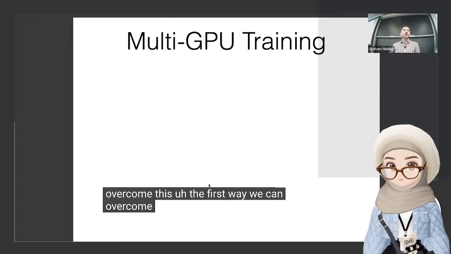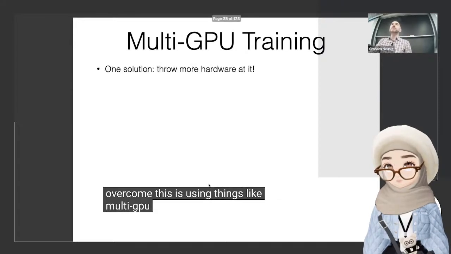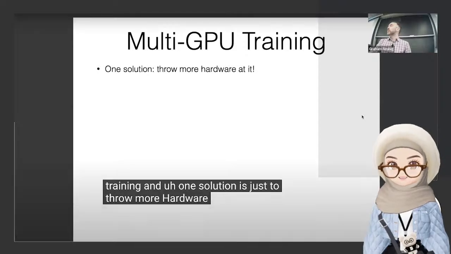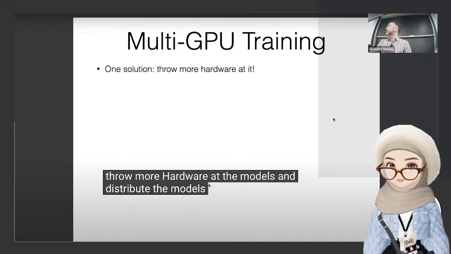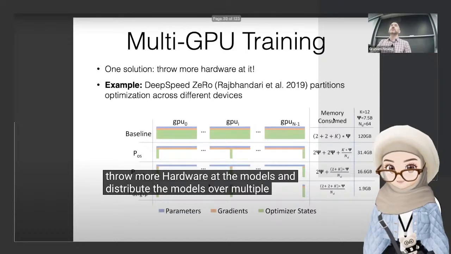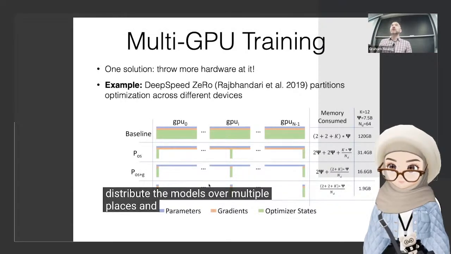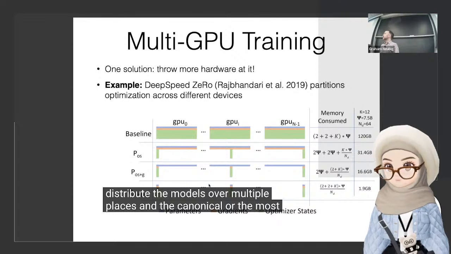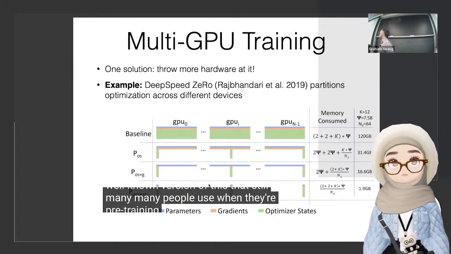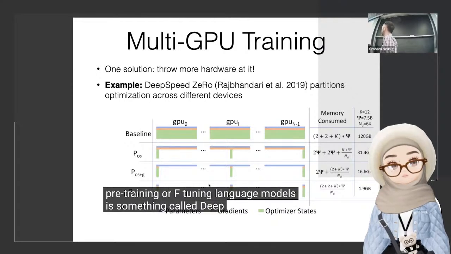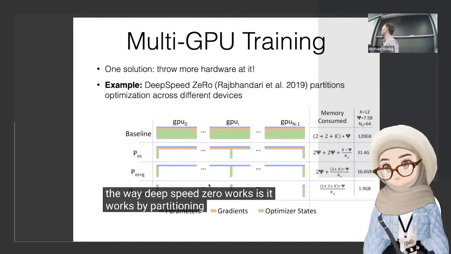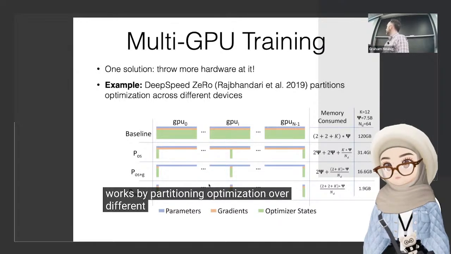The first way we can overcome this is using things like multi-GPU training. One solution is just to throw more hardware at the models and distribute the models over multiple places. The canonical or most well-known version of this, which many people still use when pre-training or fine-tuning language models, is something called DeepSpeed ZeRO. The way DeepSpeed ZeRO works is by partitioning optimization over different devices.